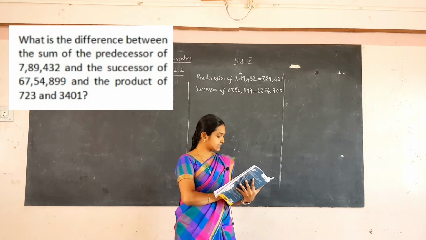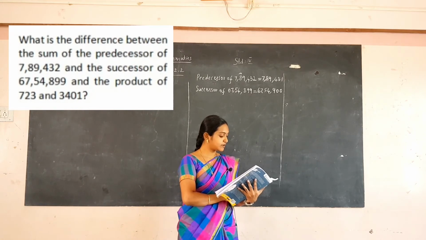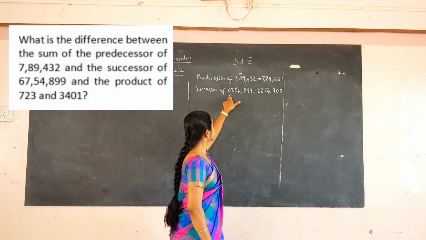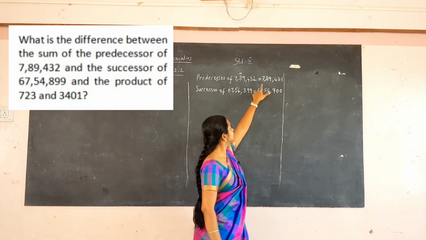What is given? We have to find the sum of predecessor of 7,89,432 and successor of 67,54,899. Now we have found the predecessor and successor. Now we are going to add these two numbers.